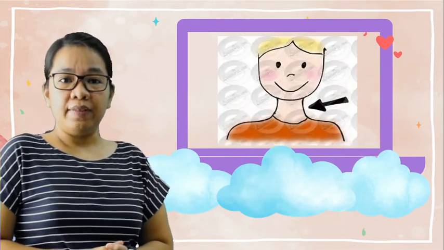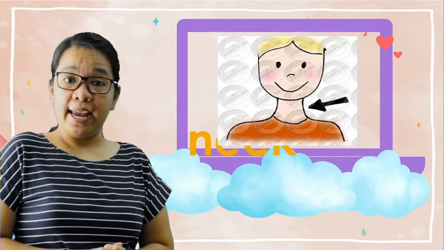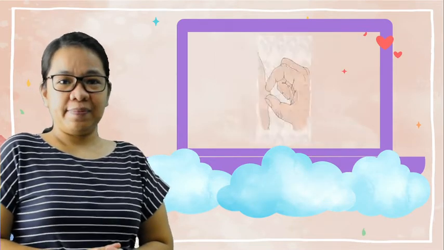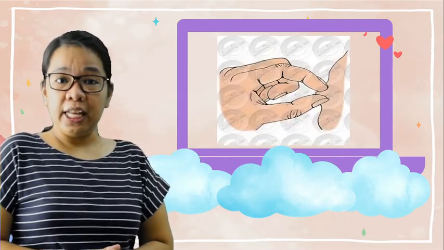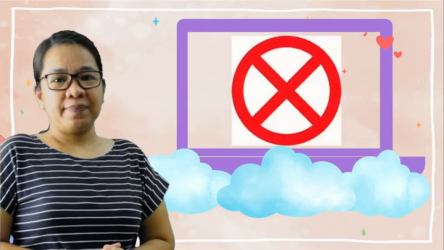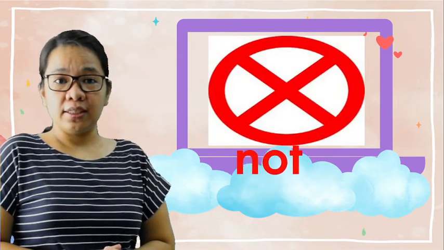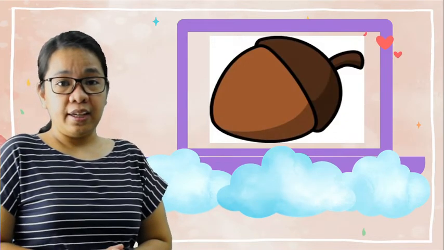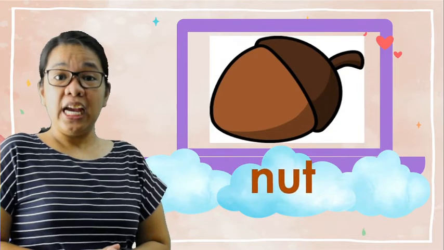Nest. Next, we have the part of the body. It's called a neck. Yes, neck. Next, we have the nip. How about the next one? It's a knot. Knot. And then the last one, it's a nut.